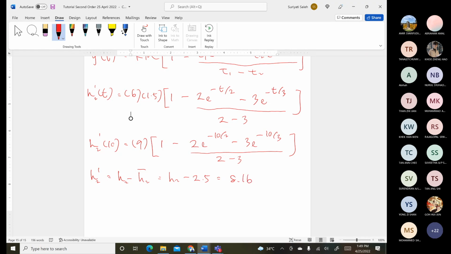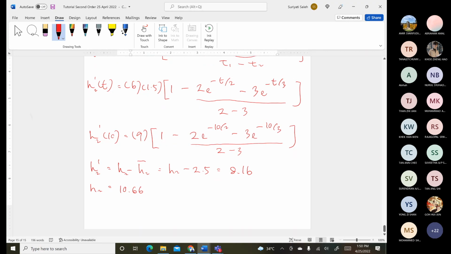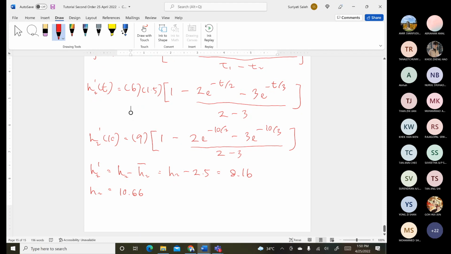Somebody please check your friend's answer. Yes, Doctor, same. Okay, thank you. To obtain the actual height, you add the 2.5, which results in 10.66. So this is the value of height at 10 seconds.